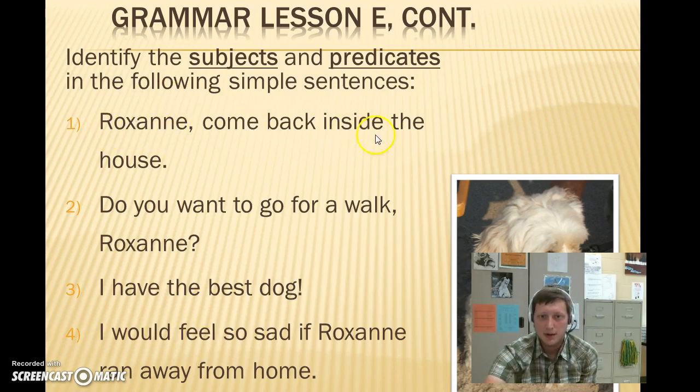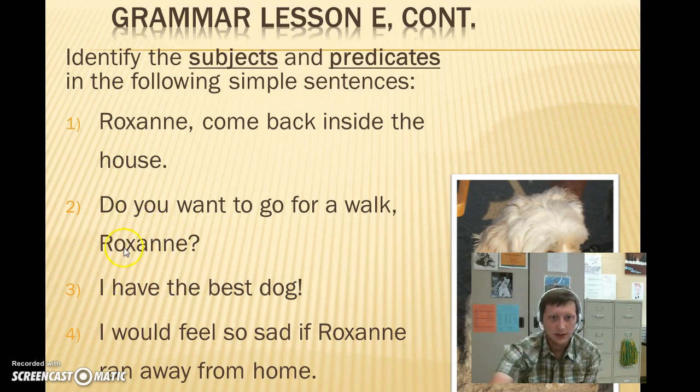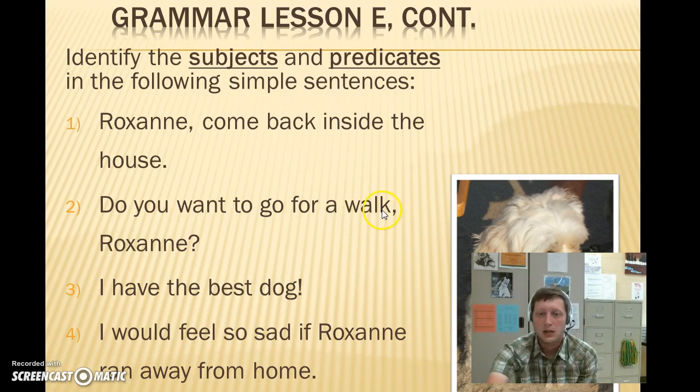First sentence, Roxanne, come back inside the house. There's Roxanne, right? Roxanne, come back inside the house. Roxanne is our subject. Come back inside the house, that entire phrase there is our predicate. Do you want to go for a walk, Roxanne? What's our subject there? You. Yep. And also Roxanne, right? You is just the pronoun for, what's the term? Antecedent, yeah. Do you want to go for a walk, Roxanne? Want to go for a walk is our predicate, okay?